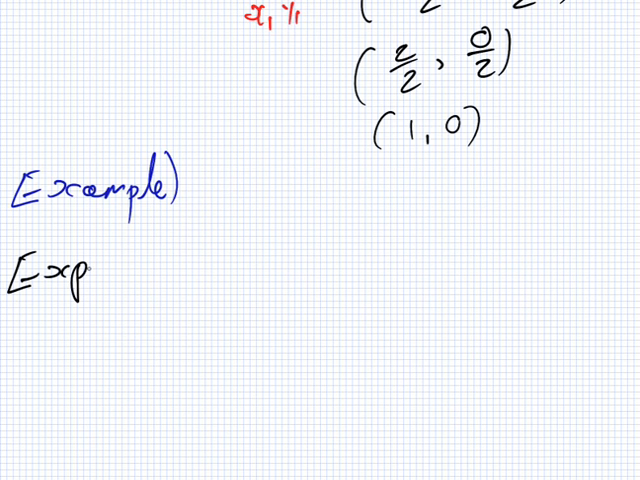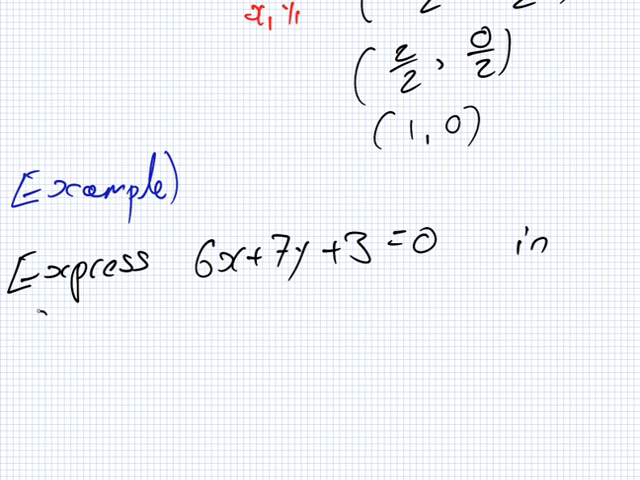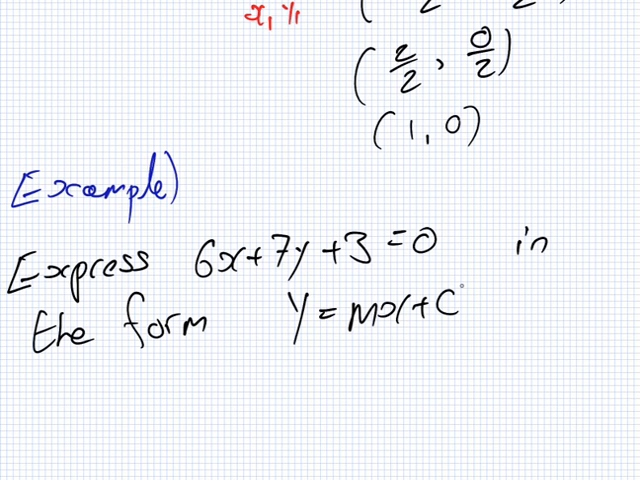Express 6x plus 7y plus 3 equals 0 in the form y equals mx plus c. You've seen this one before, huh? So what I want you to do here is to rewrite it so that you have y on the left.